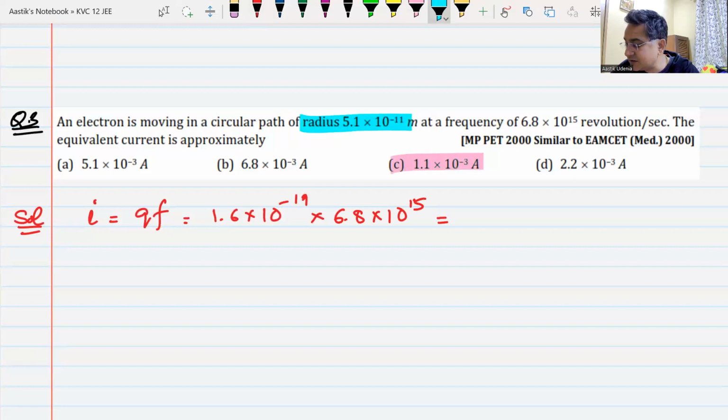Remember, this radius is just given to confuse you. You have got nothing to do with this radius. Do we understand this, or has this gone above our head? Understood, sir.